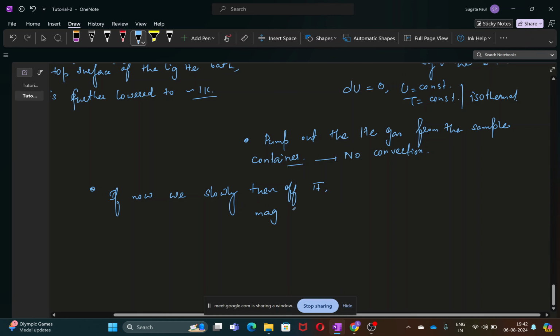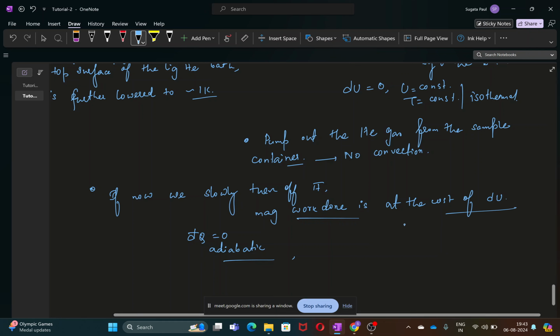Then the magnetic work done is at the cost of the changing internal energy dU. Why? Because when you have no convective medium, that means you have isolated all connections between the sample and the surrounding, so your dq equals 0. That means now you have forced it to be in an adiabatic state, and at the same time your magnetic work done is getting compensated in terms of the internal energy change of the system, which is dU. dU is not equal to 0.